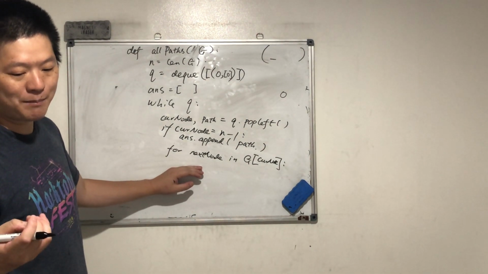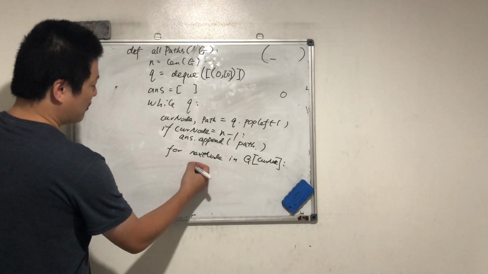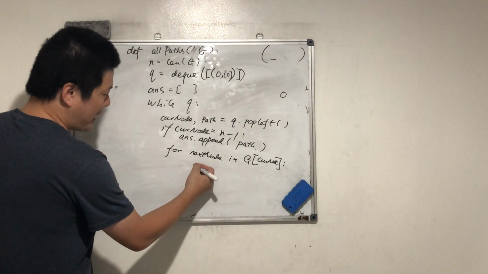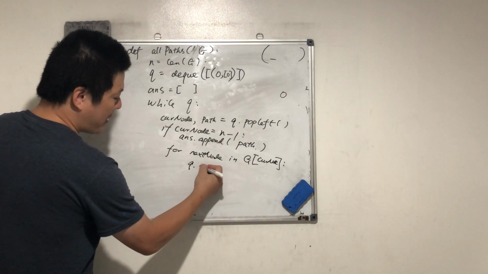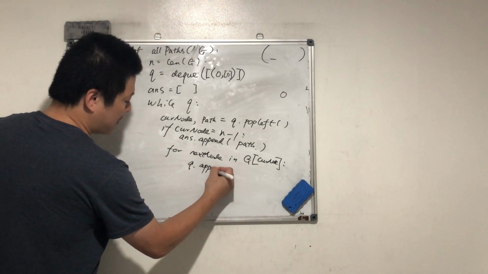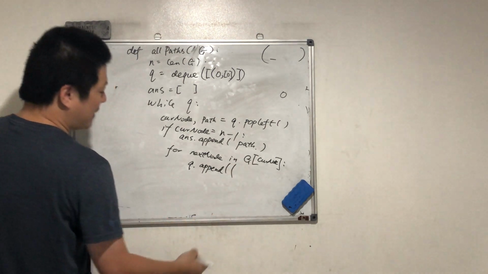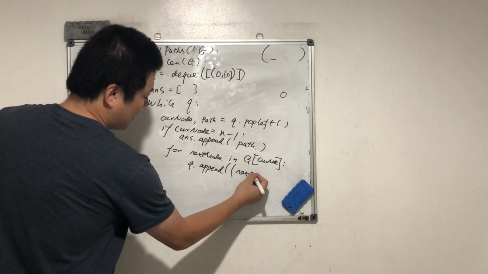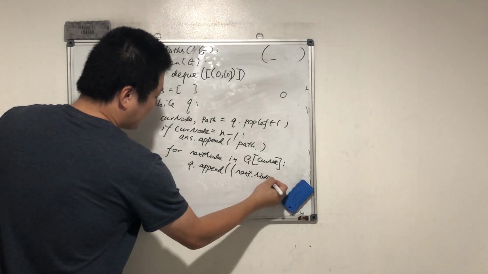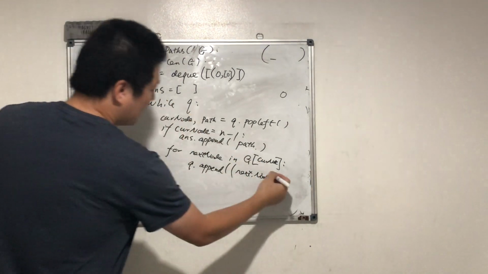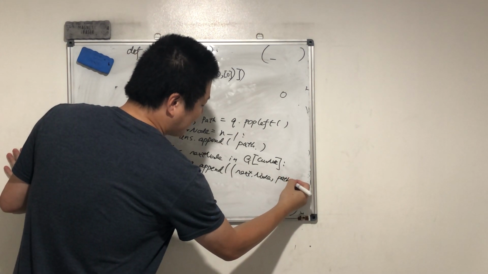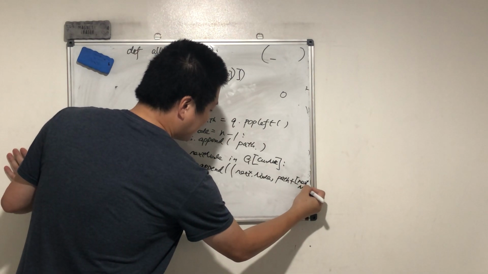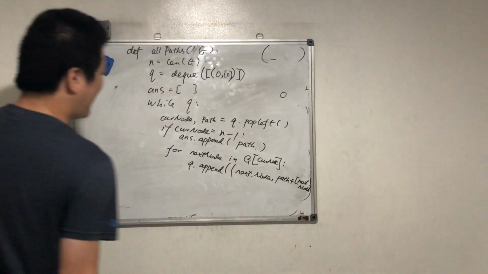So we want to build a path, right? Can you tell me what to write? What append? Q. Yeah, we append into the queue. That's a tuple. The first element is the next node, and the path will be updated into path plus the next node, right? This is the new path. Got it?